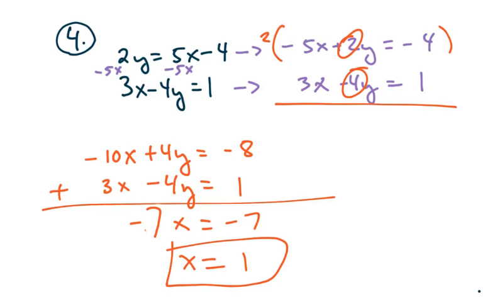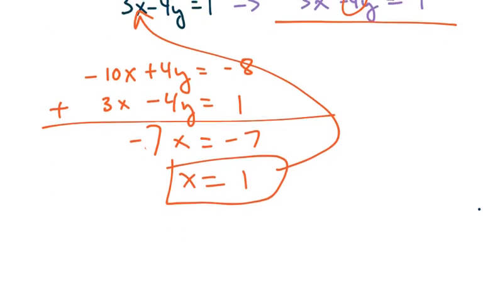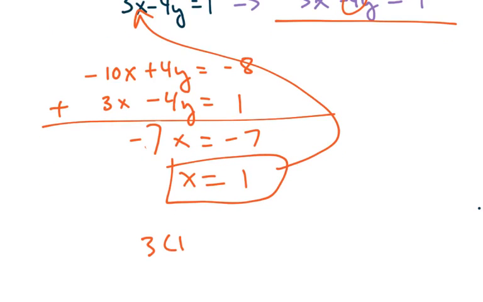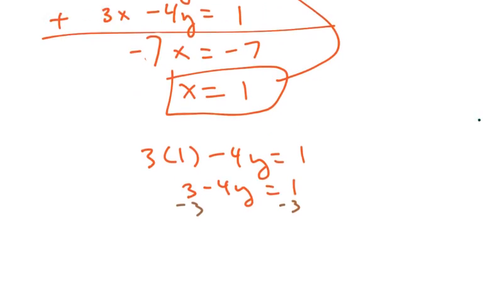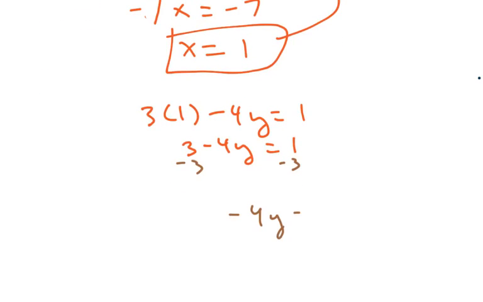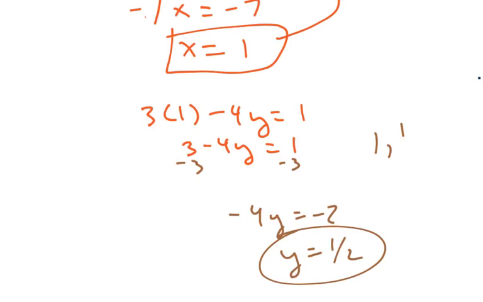Once I get this 1, I'm going to take the 1 value and substitute it back in. Let me just plug it back in here. So this is going to give me 3 times 1 minus 4y equals 1. So 3 minus 4y is equal to 1. We're going to subtract 3. Negative 4y equals -2, so y is 2 over 4, which is 1/2. So (1, 1/2) is my answer.